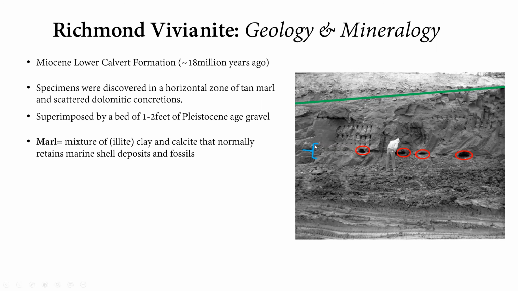You had that main zone, and then here you can see in this blue bracket a little bit of disturbance there with a downward trend, and that is the layer in which they're finding the Vivianite. And so marl itself in this case was a mixture of clay or illite and calcite, and it's typical of these deposits that you retain marine fossils and shells, and so that made a lot of sense when you start pulling these things together.